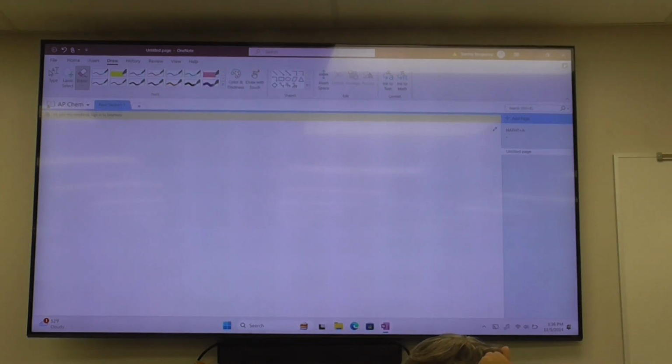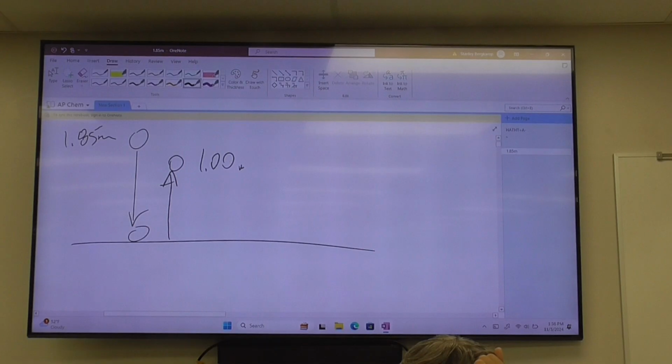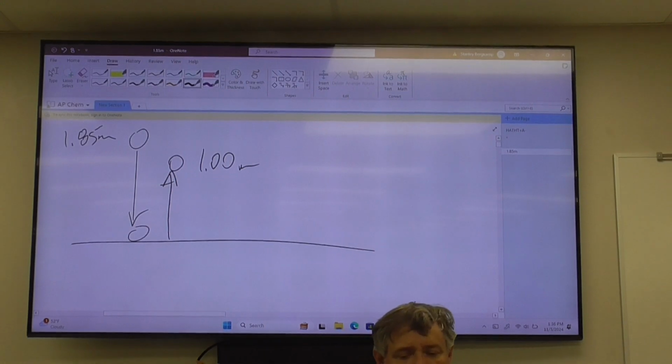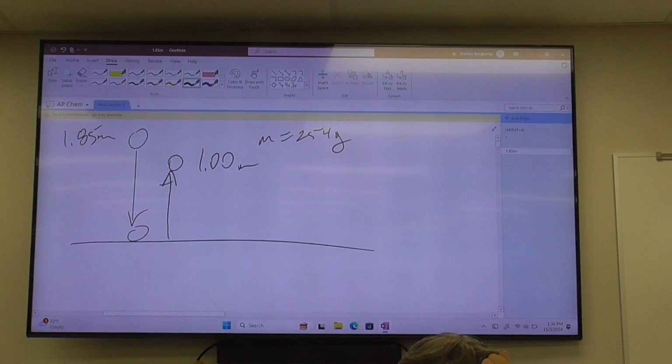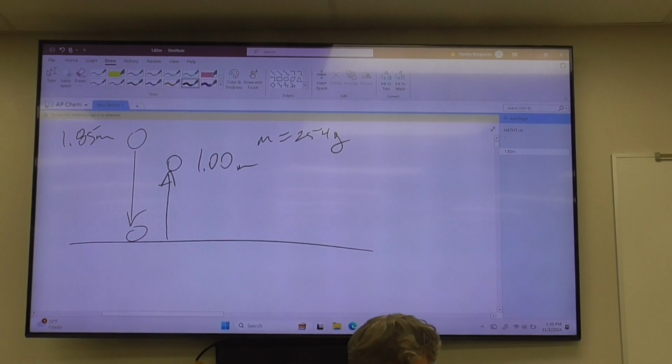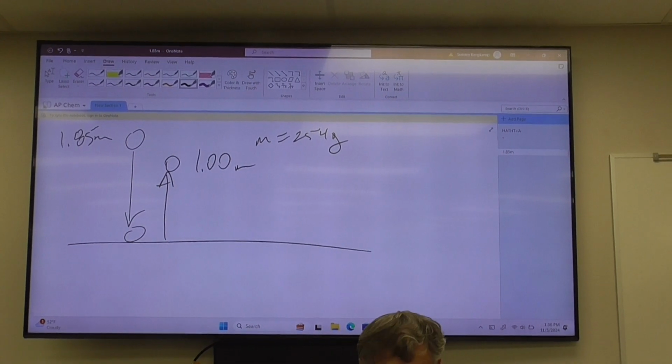Okay, so here's the story, my fine fellow physics students. We're going to drop a ball from a height of 1.85 meters. It's going to hit the ground and bounce back up to a height of 1 meter. You've got the mass of the ball, which is 254 grams, and you're told that it's in contact with the earth for a certain amount of time. Then you need to do a whole bunch of things.